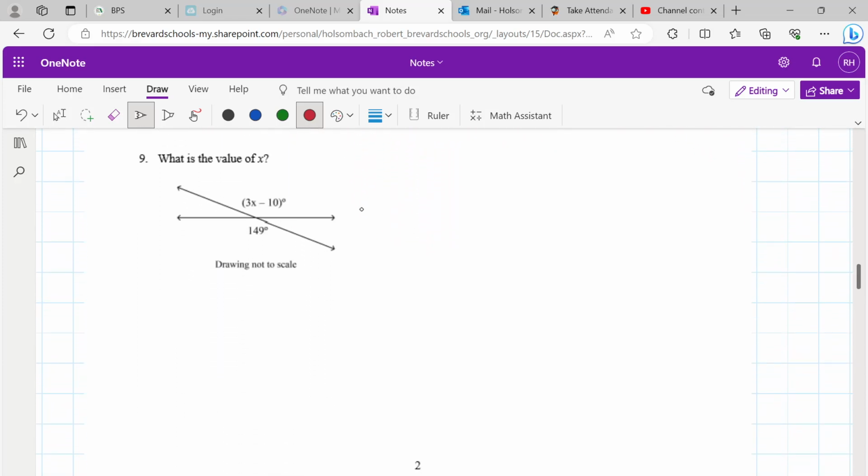Problem number 9. We have angles formed by two intersecting lines. These angles are opposite of each other. So they are vertical angles. They are congruent to each other. So this 3x minus 10 is equal to 149.